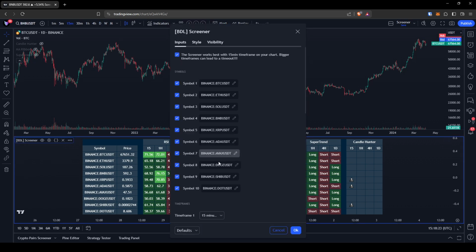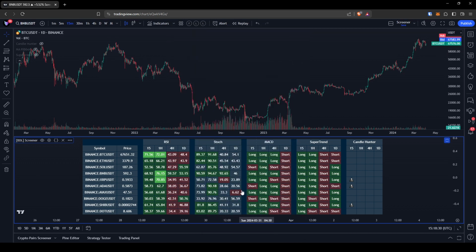Only the screener takes a lot of time to calculate everything. So once you open it, it's normal to wait half a minute, maybe 20 seconds, something like that. It's completely normal because it calculates a lot of different things.